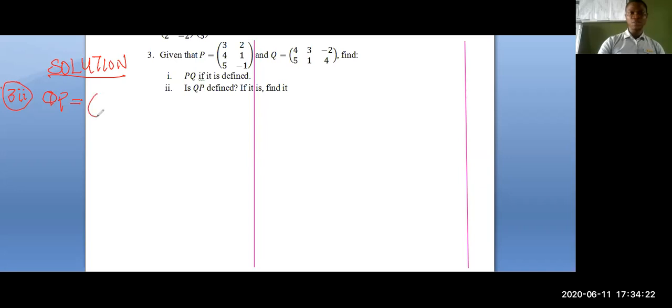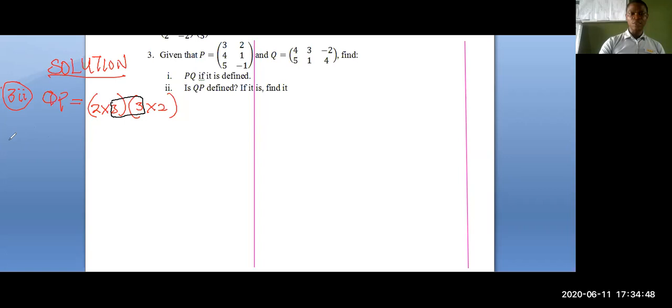Q is a 2 by 3, 2 rows and 3 columns, multiplied by P, which is a 3 row and 2 column order. All right, seeing that the adjacent numbers are the same, they are equal, and when they cancel themselves, we'll have a 2 by 2 remaining. So our answer is going to be a 2 by 2 matrix order. All right, so doing the actual multiplication now.